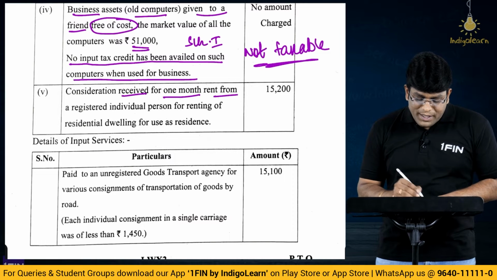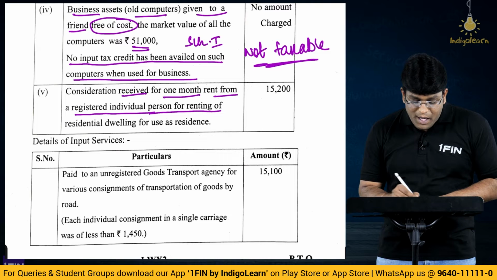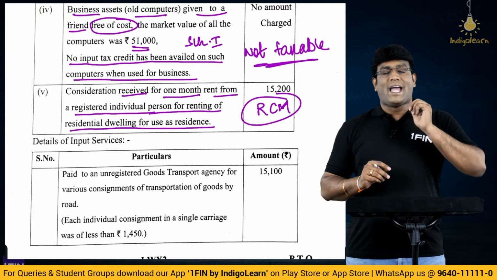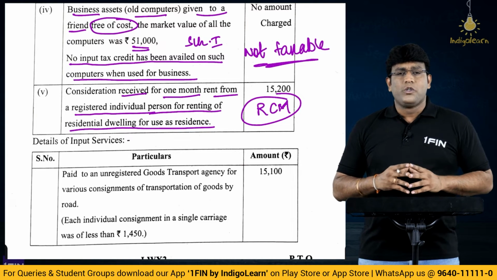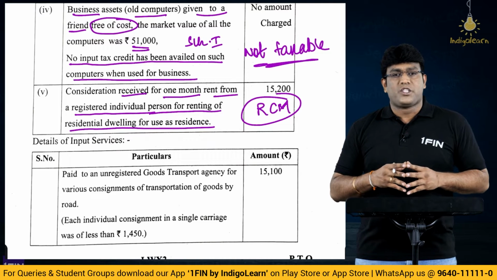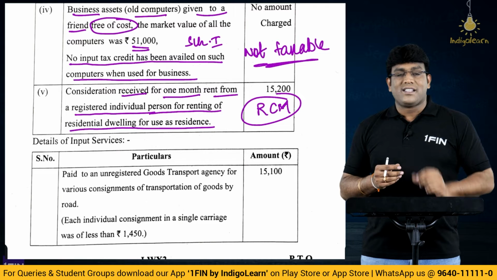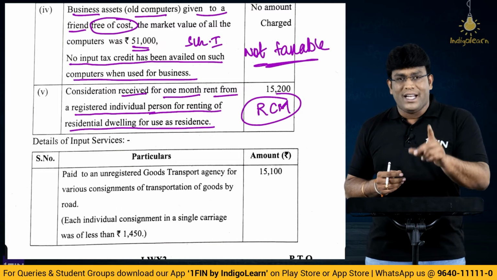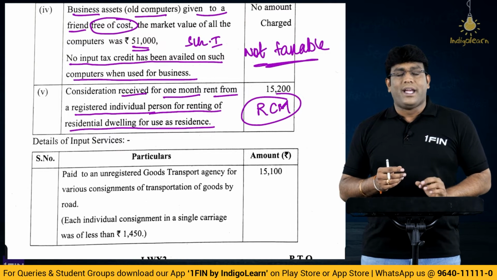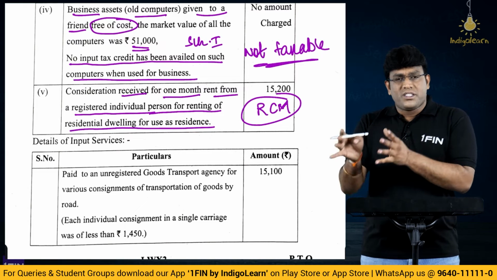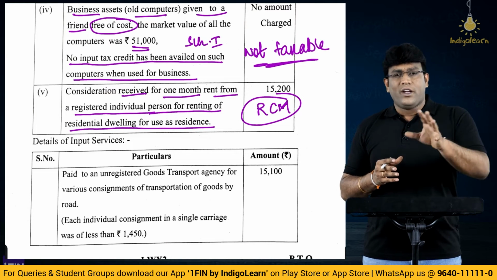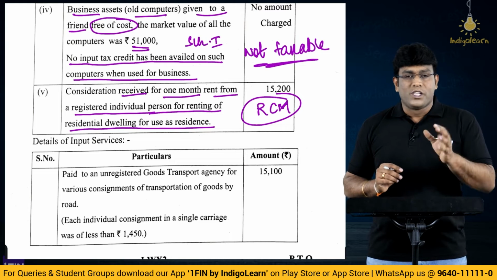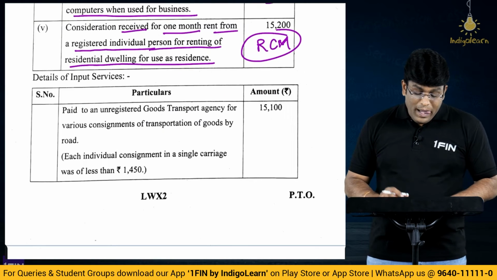Consideration received for 1 month rent from a registered individual person for renting of residential dwelling for use as residence. This is also taxable under RCM, latest amendment. So many points have come from the amendments in the examination, where we discussed during our sessions that renting of a residential dwelling for use as a residence is actually exempt. But the latest amendment is renting of a residential dwelling for use as a residence to a registered person. And moreover, the point is renting of a residential dwelling to a registered person is taxable under RCM. We know this point, my dear friends? Exactly. Next. Details of input services.